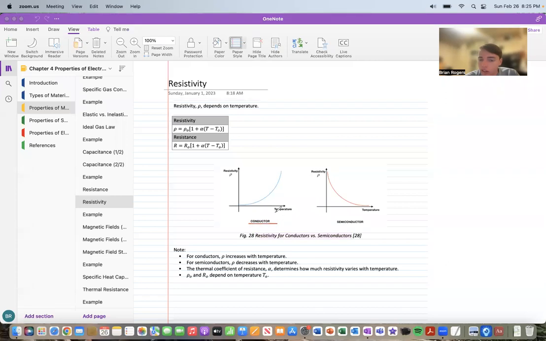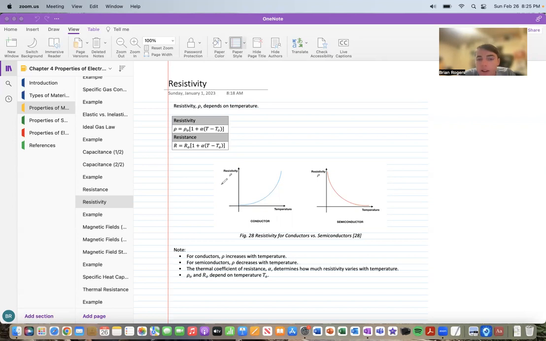So notice that conductors at higher temperatures become more resistive, just like the graph shows. But for semiconductors, remember semiconductors have properties in between conductors and insulators. At higher temperatures, it becomes less resistive. So notice as you increase the temperature, semiconductors become more conductive, whereas conductors become more resistive. So it's sort of interesting. It's sort of like the opposite relationship. The conductors become more resistive at higher temperatures, whereas semiconductors become less resistive at higher temperatures.